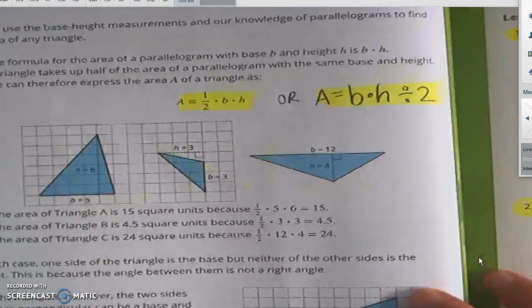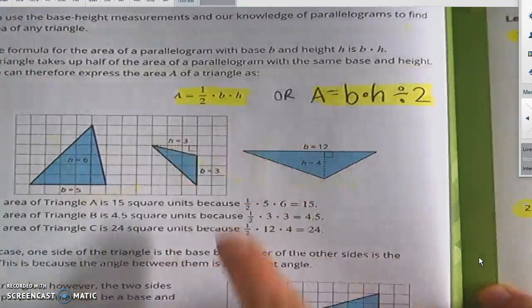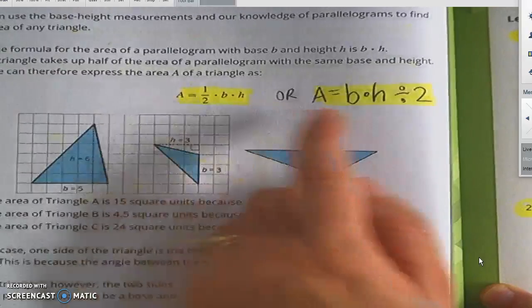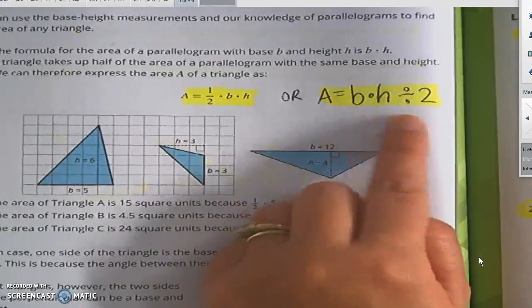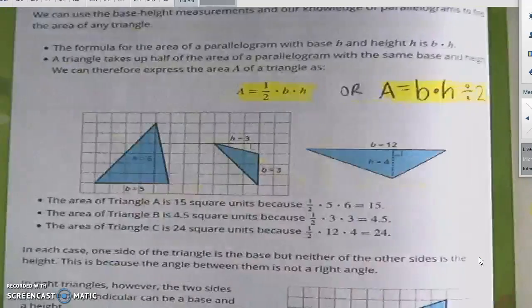And then on the next page, it gives us the formula. We're also going to write it as area equals base times height divided by 2 because we prefer it this way. So write that down.